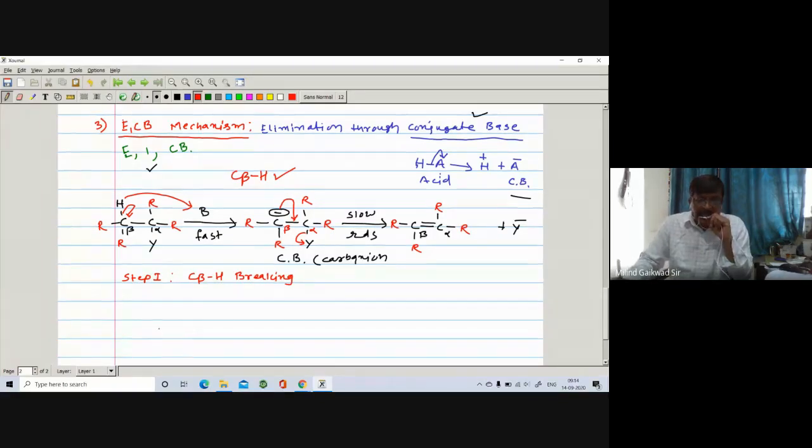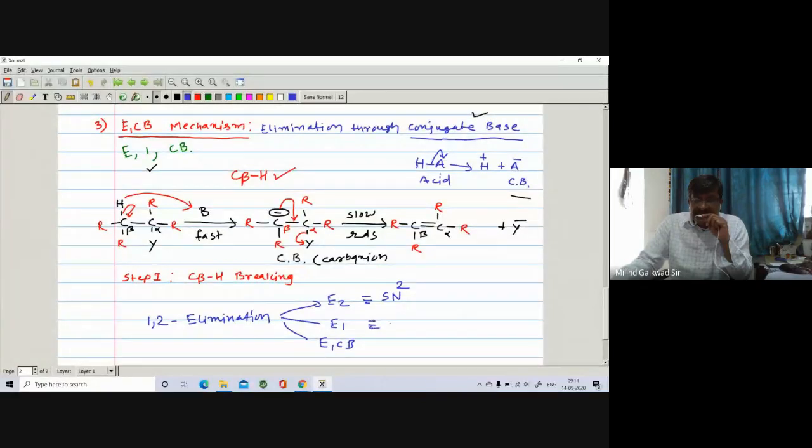So today what we have seen, we have seen the E2 elimination reaction. We have explained its mechanism. It can be explained by the mechanism called the E2 mechanism, then the E1 mechanism, and the E1CB mechanism. The E2 mechanism is just similar to your SN2 mechanism because bond breaking and bond forming take place simultaneously through the formation of a transition state.